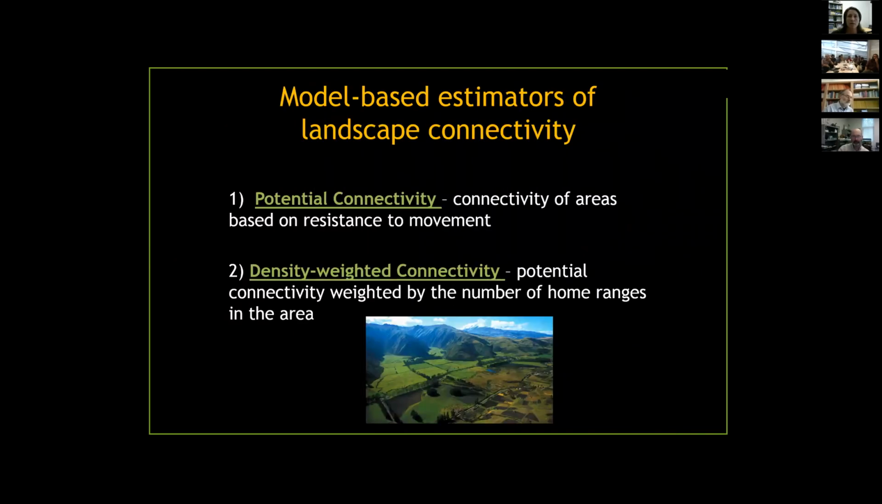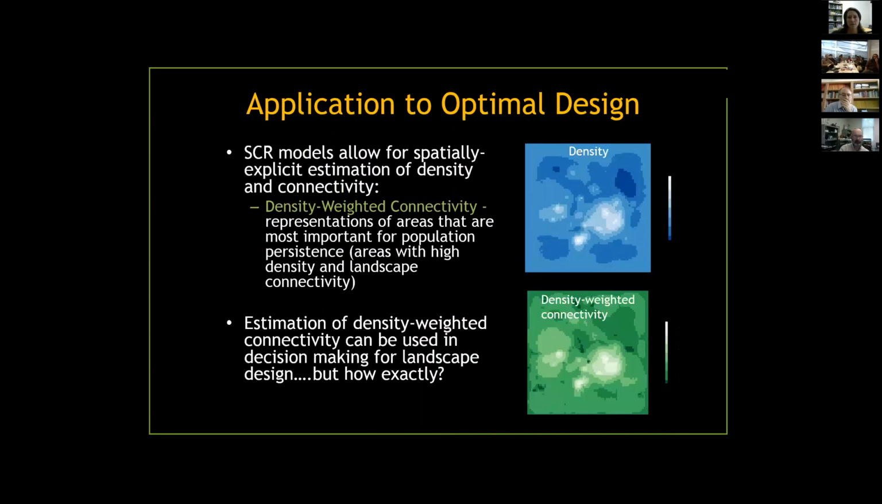And so we end up with two of these model-based estimators of landscape connectivity. We have potential connectivity, and we have density-weighted connectivity. So the next question is, okay, well, now we can estimate these things. Well, what do we do with these in practice? So that gets us to applications of optimal design. So these spatial capture-recapture models are allowing us to come up with explicit density estimates in this estimator of density-weighted connectivity. And these are the surfaces that would be used to select pixels for integration into some kind of landscape design or corridor application. But selecting the best pixels indicated by these different surfaces doesn't take into account anything like budget constraints, and it's not guaranteed to give us the most cost-effective solution for a specified budget, for example.